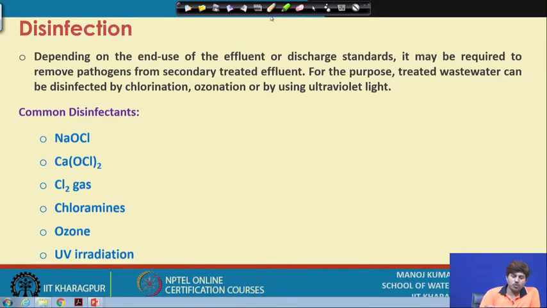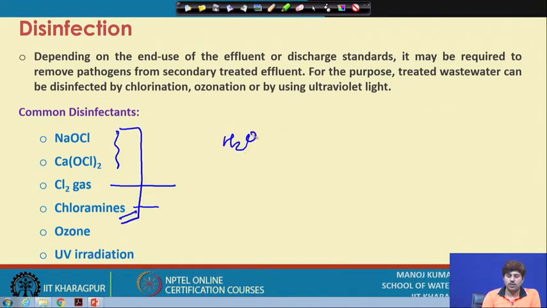If we see the common disinfectants that are used, chlorine is by far the most popular and most common, which can be used in the form of chlorine gas, in the form of hypochlorite, so sodium or calcium hypochlorite, or in the form of chloramines. Chloramines generally have lesser disinfection ability as opposed to chlorine gas or these hypochlorites. What happens when water reacts with chlorine is that it eventually produces HOCl and HCl.